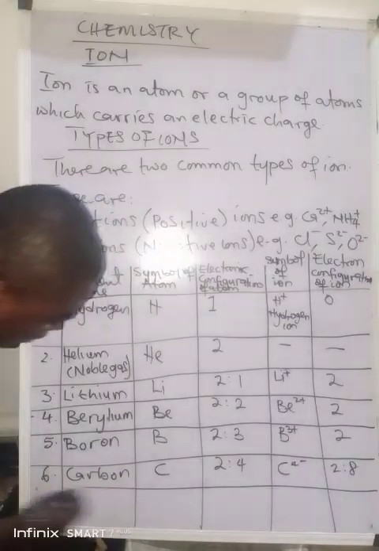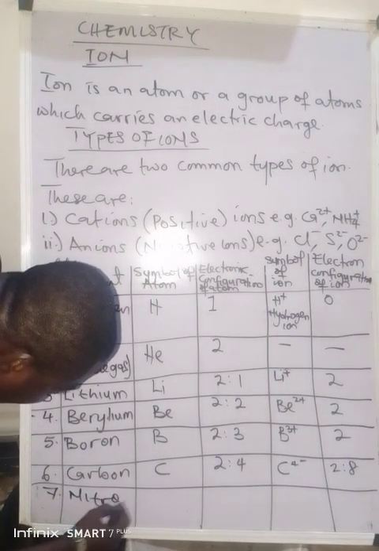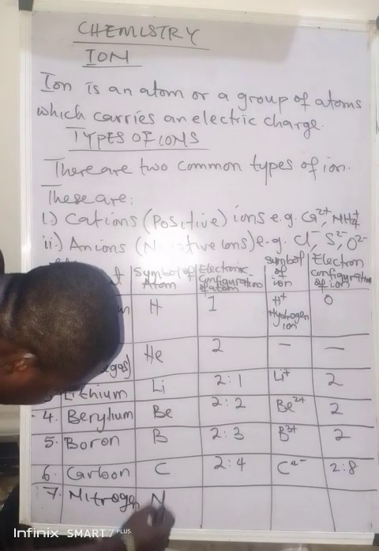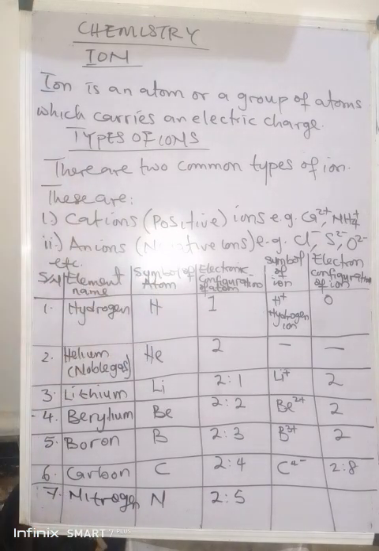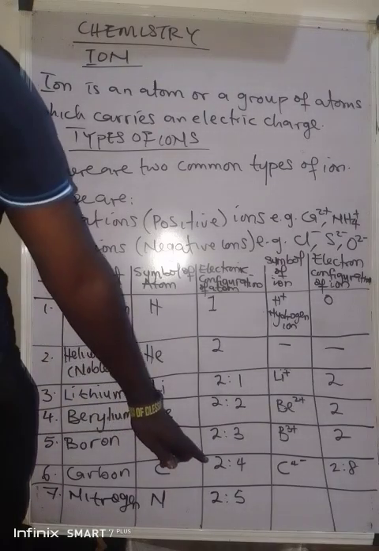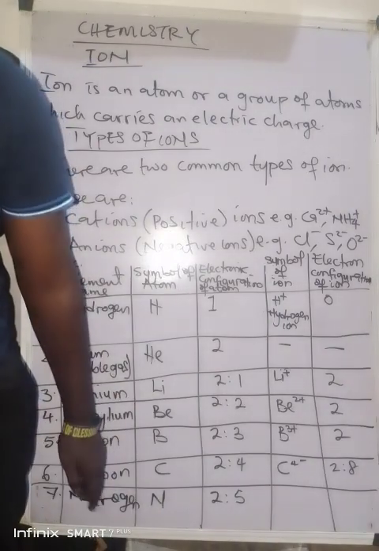Then what about nitrogen? Nitrogen, N. Configuration is 2:5. It cannot. This 5 is too big. Can't lose it. Then how many do I need to borrow to add to this 5 to make it 8?